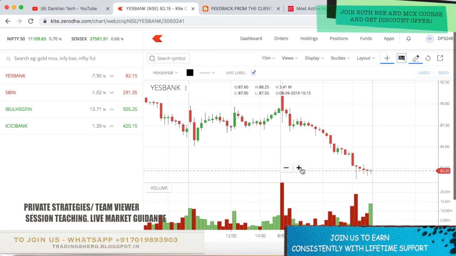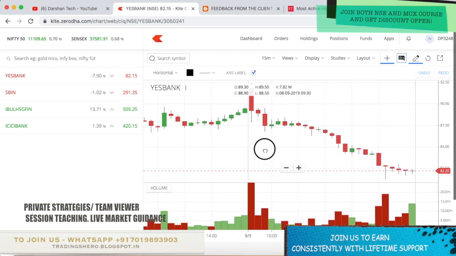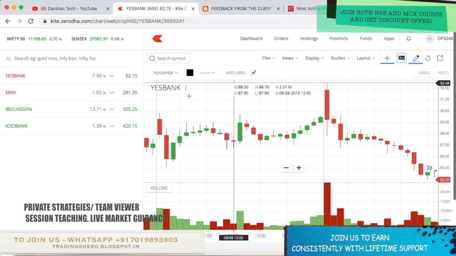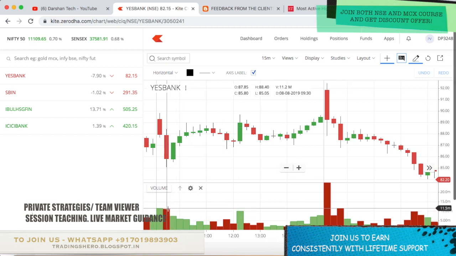Okay, so let me just zoom in for you. So this is the 8th of August data, the chart. The highest volume bar candle was this one, the morning one which opened. You can see the volume here. It will show open, high, low, close, and the volume also. So the first candle bar volume was 11.5 million.